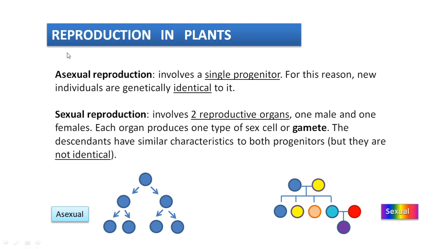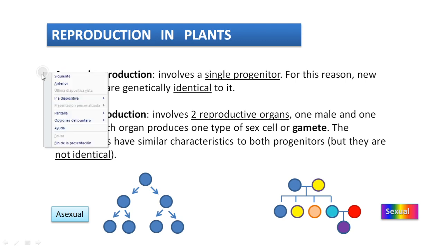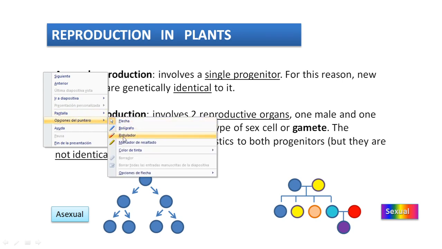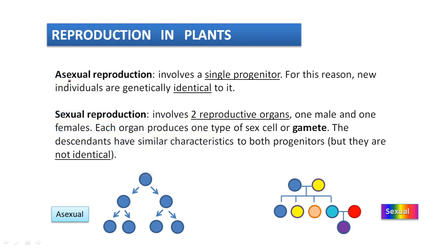Asexual reproduction. Plants have two types of reproduction, asexual and sexual reproduction. So what's asexual reproduction? Asexual reproduction involves a single progenitor. It's like one individual can produce two daughter cells. For this reason, new individuals are genetically identical to the first one.